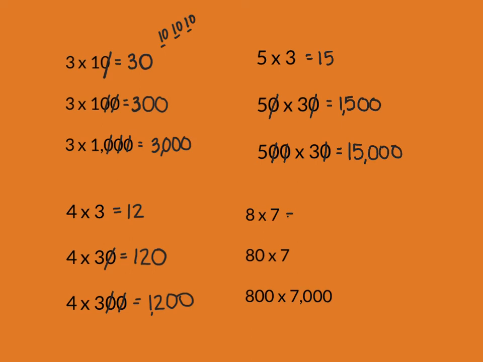8 times 7 is 56. If you took away the zeros and added them back in correctly, you should have gotten 560. And here was your challenge. In this one, you took away 5 zeros, which means, yes, fourth graders, you need to add in 5 zeros. 1, 2, 3, 4, 5. 800 times 7,000 is 5,600,000.